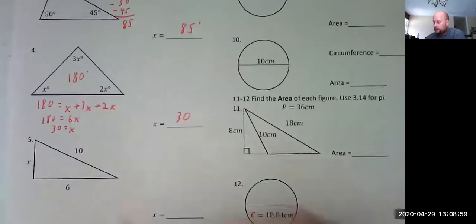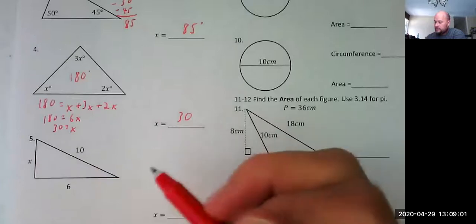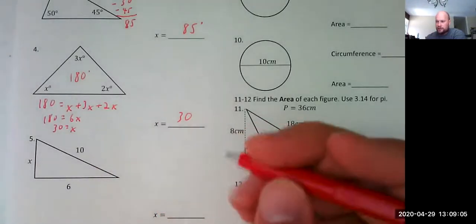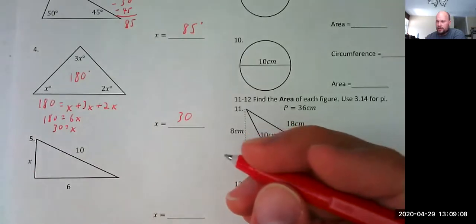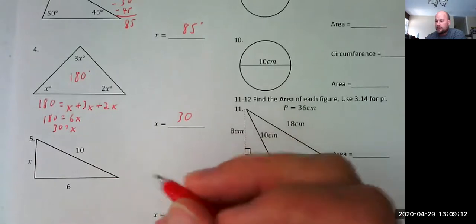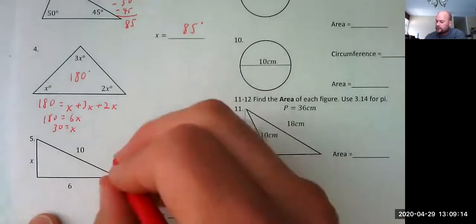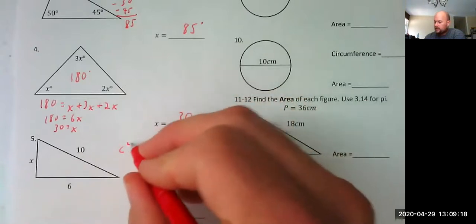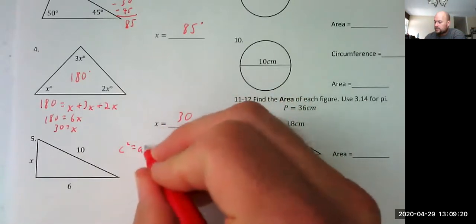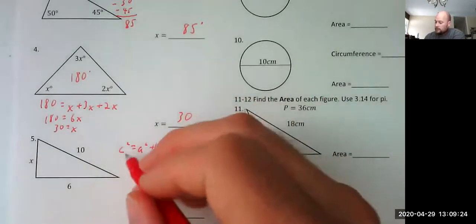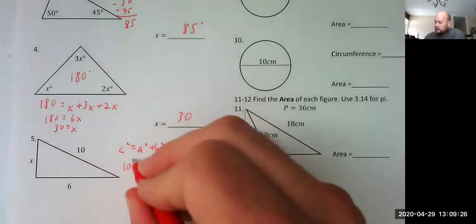Number 5, we have 3 sides. Now, if you remember your triples from geometry, if you've taken geometry before, you've probably talked about Pythagorean triples. You could use that here, or again, you can just use the Pythagorean theorem. Now, I don't think the one that I have here is drawn to scale. C squared equals A squared plus B squared. The longest side there was 10, that's my C value.